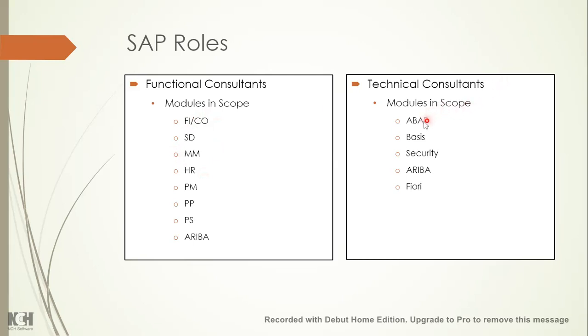Similarly, in case of technical, you need to have good, sound technical knowledge. Like I mentioned, for ABAP, you need to have Java. For Basis, you need to understand how the network works. Similarly, on the security side. So Ariba, you can have both functional consultants as well as technical consultants.